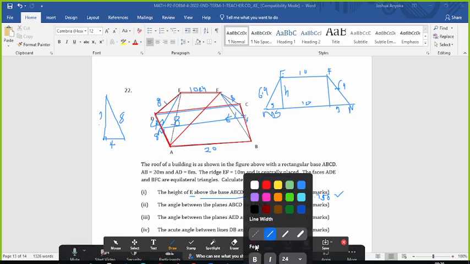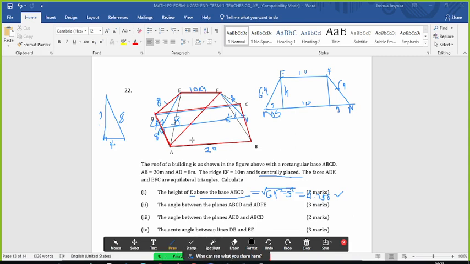So with this information, let us try to draw. From F, I can drop a perpendicular to AD, which is our common line. And from the common line, I can also draw another line to BC.